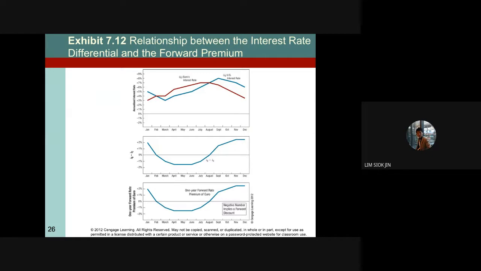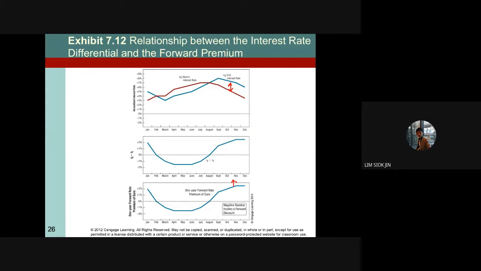And this is the relationship between interest rate and forward rate premiums. All right, so you can see that here, when US interest rate and Euro interest rate differ, the moment they differ, you can see that the forward premium increases, right? When US interest rate is higher than Euro, what will happen? US interest will look more attractive, so people will go there. So therefore, there will be a forward premium.